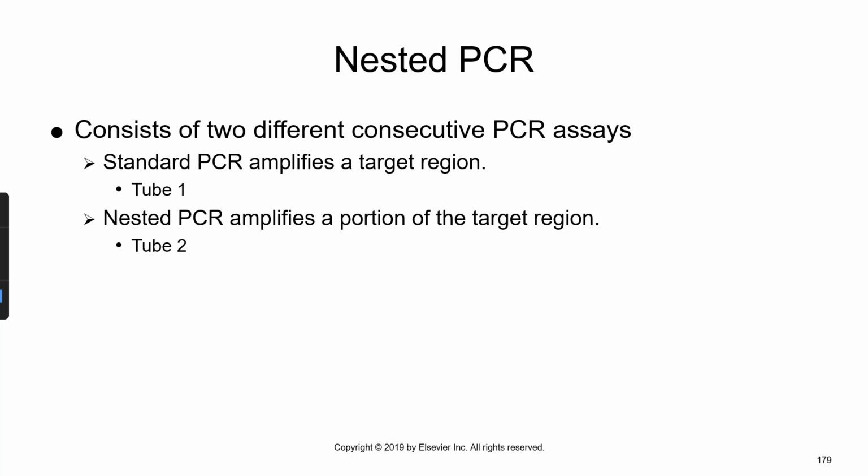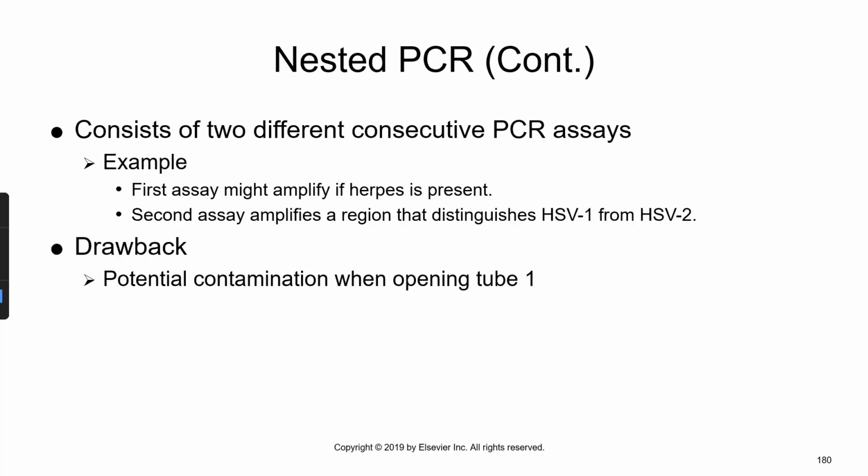We nest; it's not multiplexed, it's not identifying different DNA structures altogether. It's kind of like those nesting dolls. It's one smaller PCR product from within a larger PCR product. As an example, the first assay might amplify whether herpes is present or not. The second assay might amplify a region that distinguishes HSV1 from HSV2. The drawback is there is potential contamination when opening up the tube.